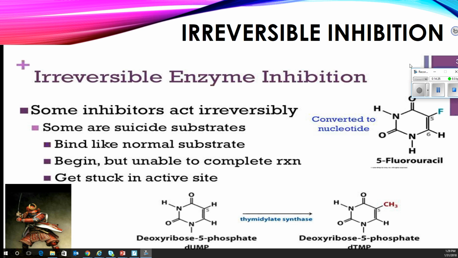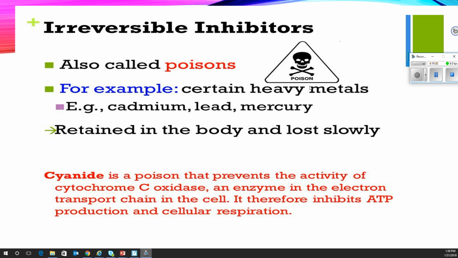First of all, irreversible inhibition. If I'm going to irreversibly inhibit an enzyme, they're like suicide substrates. They go in and sort of lock down where all the substrates would come into an enzyme and have the reaction go. They're suicide ones that go in and just stay there. They don't come out. They bind like a normal substrate to begin with, but they can't complete the reaction, so they get stuck in the site. Okay, so that's irreversible. Some others are called poisons.